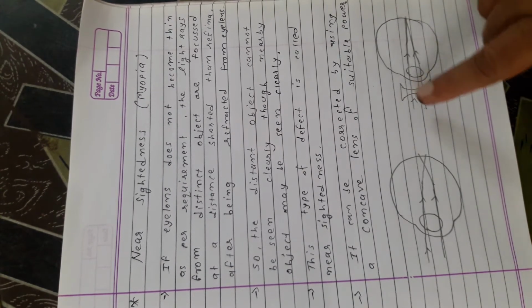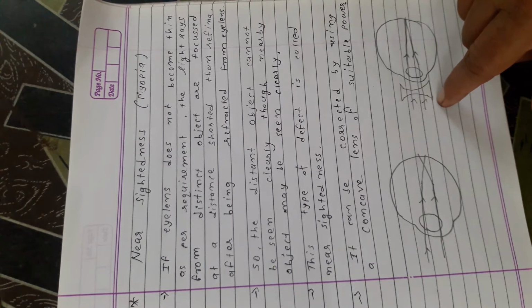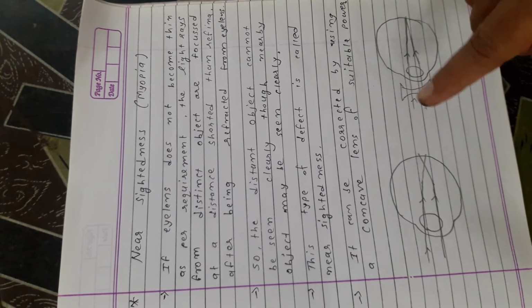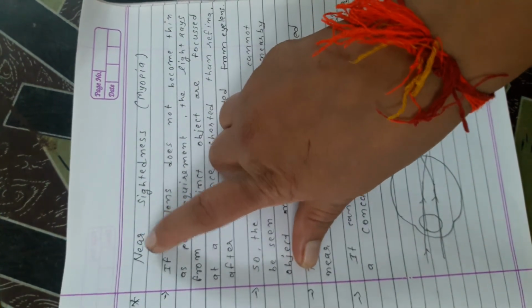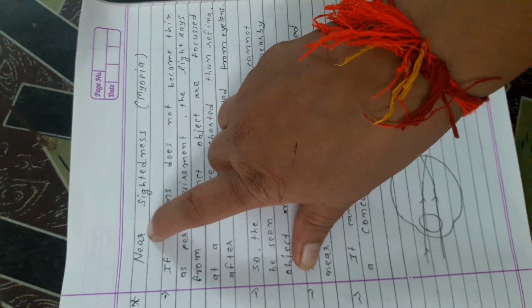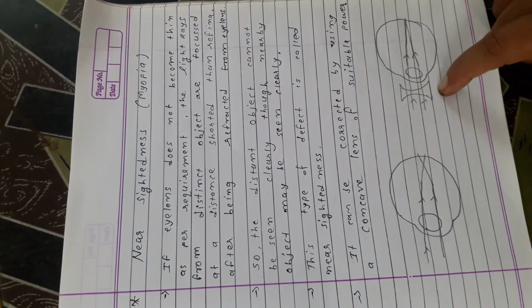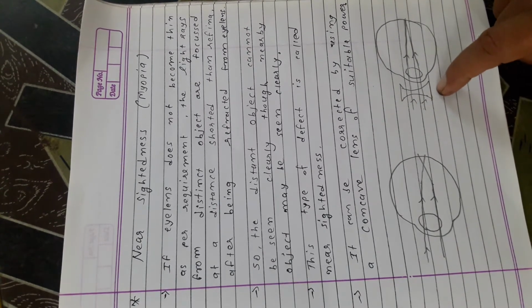This type of defect is mostly seen in a younger person. Nearsightedness means a person can see the nearby object clearly but cannot see the far object. And for this remedy, we have to use the concave lens of appropriate focal length.